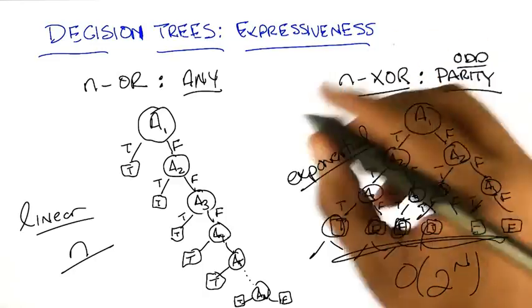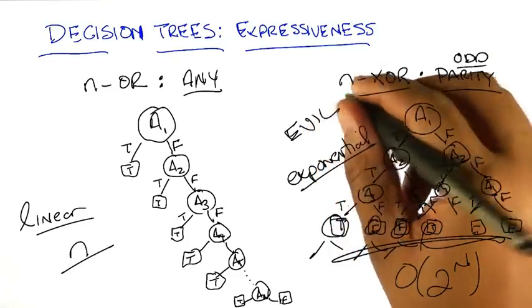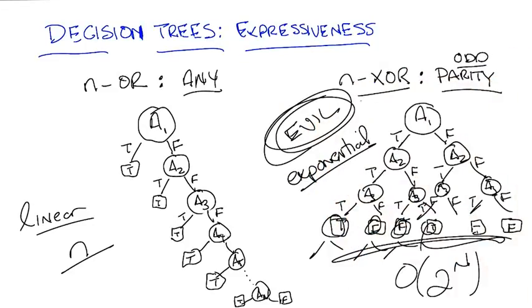We have another name for exponential, and that is evil. Evil, evil, evil. And it's evil because it's a very difficult problem. There is no clever way to pick the right attributes in order to give you an answer. You have to look at every single thing. And that's what makes this kind of problem difficult.